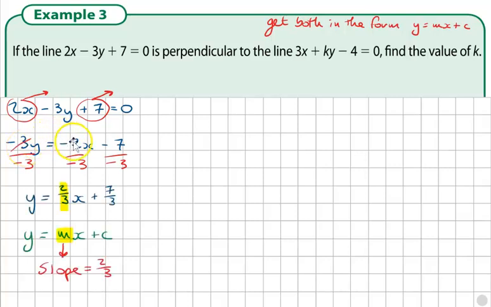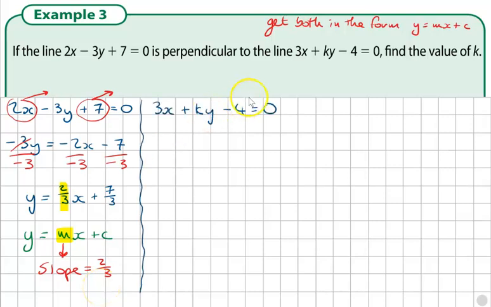And then minus 2 divided by minus 3 is positive 2 over 3. So minus divided by minus is a plus. And then minus 7 divided by minus 3 is positive 7 over 3. So now our line is in the form of y equals mx plus c. So y equals 2 over 3x plus 7 over 3. The 2 over 3 is the m, the slope. So the slope is 2 over 3.